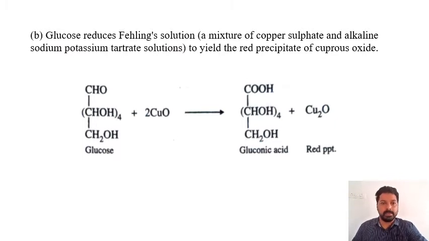Another example is that glucose can reduce Fehling's solution. Fehling's solution is a mixture of copper sulfate and alkaline potassium tartrate solution. Copper in the plus two state is reduced to the plus one state, yielding a red precipitate of cuprous oxide. So cupric is reduced to cuprous oxide, copper going from plus 2 to plus 1. That is the reduction of Fehling's solution.